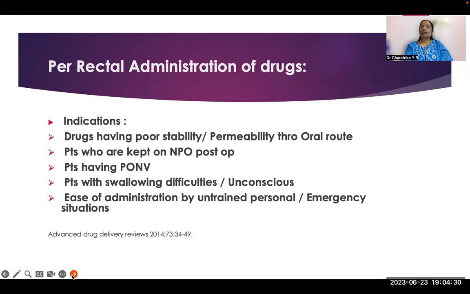The main advantage of the rectal route of administration is the ease of administration. It doesn't require any training. So it can be introduced by untrained personnel also, like caretakers, parents, anybody can put a rectal drug. And also it helps in emergency situations, like if the patient comes to the ER with status epilepticus or febrile convulsions, we can put the suppositories before establishing the other routes of administration.